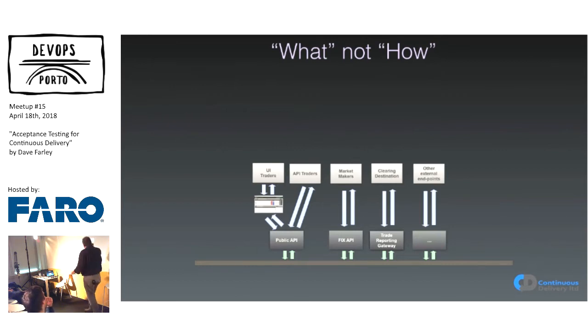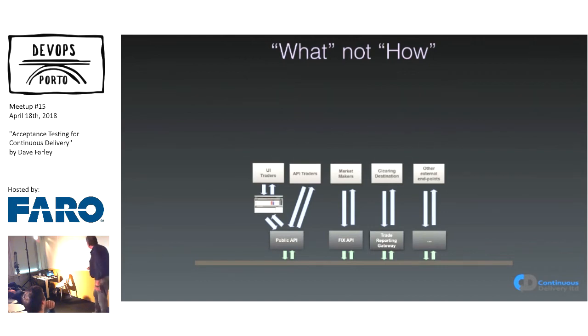So let's imagine that we've got a system like this. We've got a number of different channels of communication, largely representing different groups of users, different bounded contexts of interaction with the system. And we've got a public API, a trading API through the FIX system, trade reporting stuff. This is a trading system. And various other things that different groups of users are going to interact with the system.